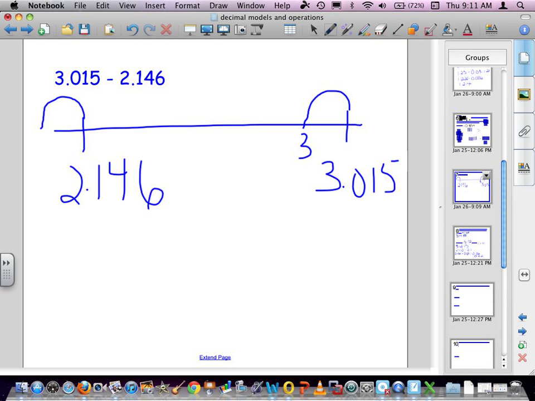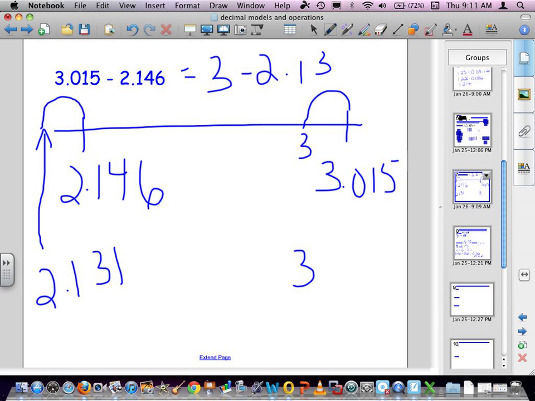So could I take 15 thousandths from that? What would I be left with? What value would I get here? 2.131. So now I'm going from 2.131 to 3, and what's a good way to do that? So I've changed this instead to 3 minus 2.131.